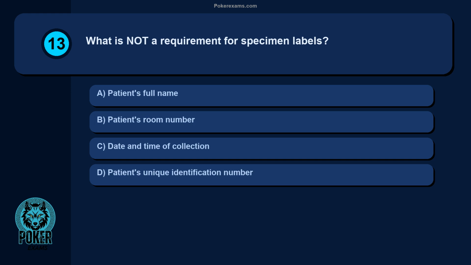Question 13. What is not a requirement for specimen labels? Patient's full name. Patient's room number. Date and time of collection. Patient's unique identification number.